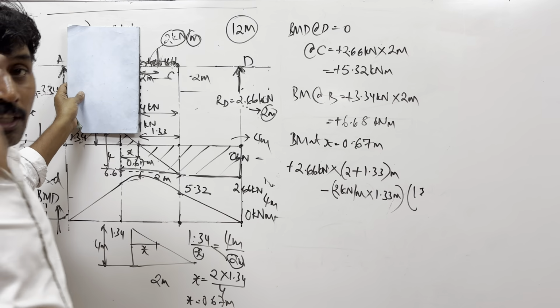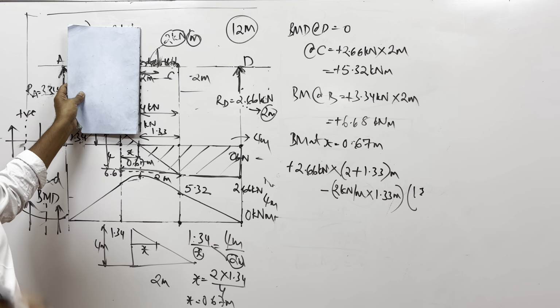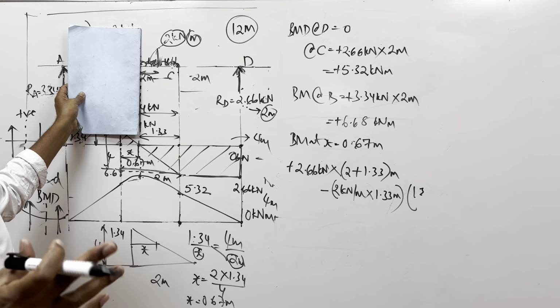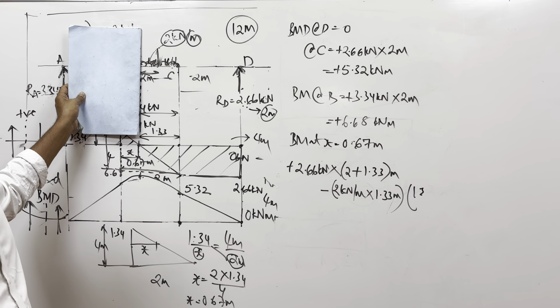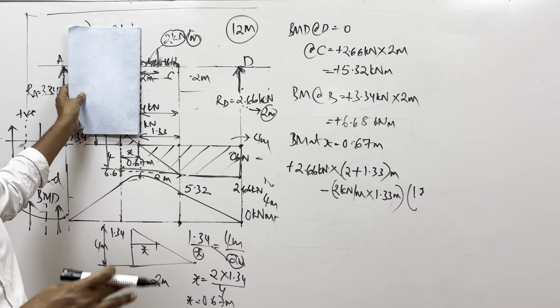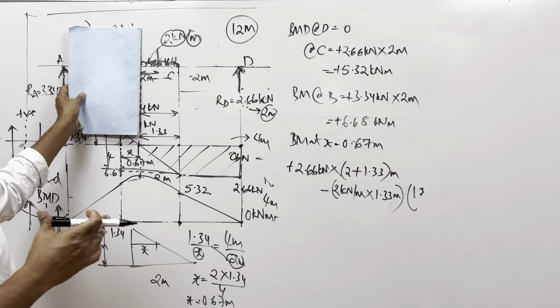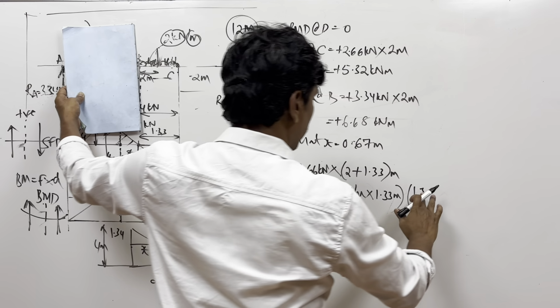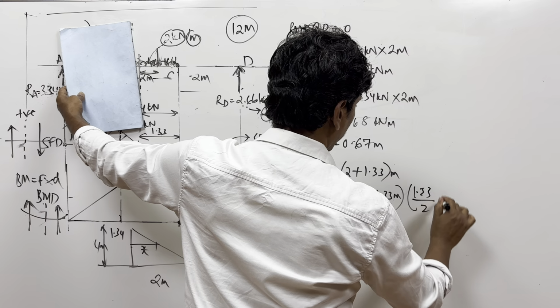Guys, most of the people will suffer. Up to this point, their brain works. After this point, their brain freezes. In that case, you are not fit for good, high-paying jobs. Please. It's not that complex, but still some people find it difficult to calculate UDL. So this is 1.33 divided by 2.